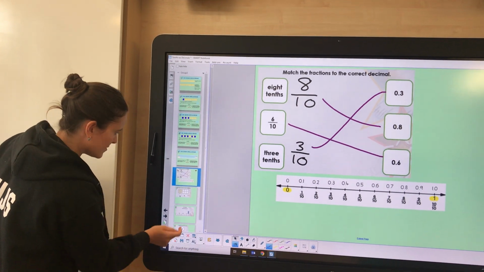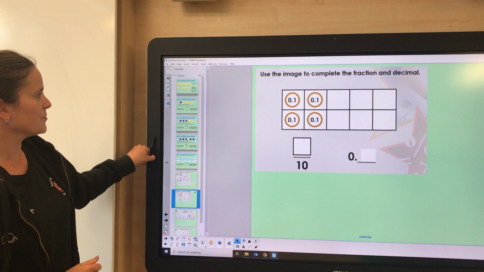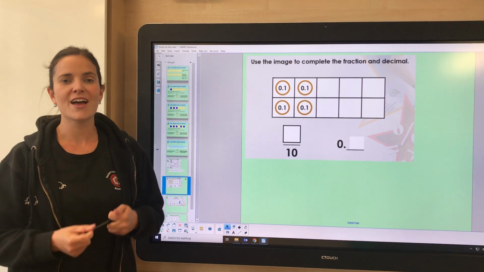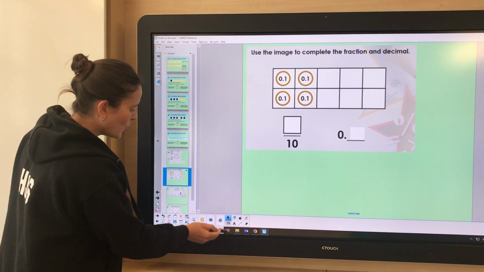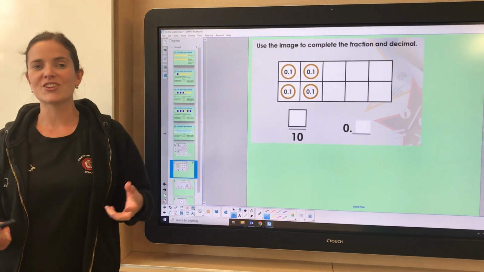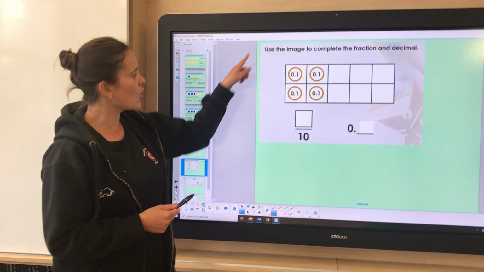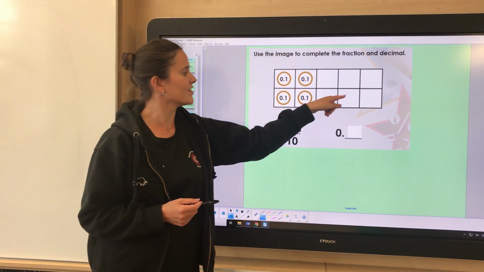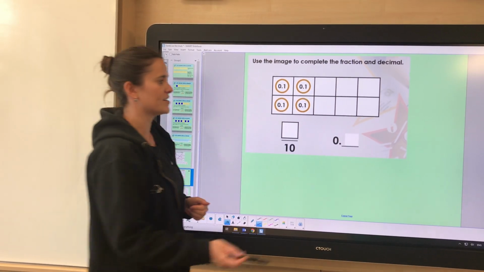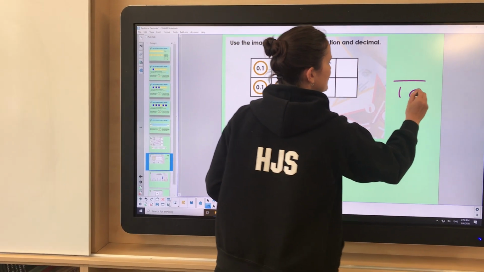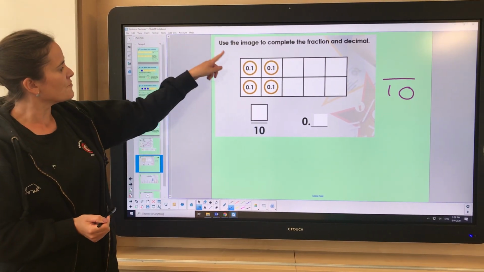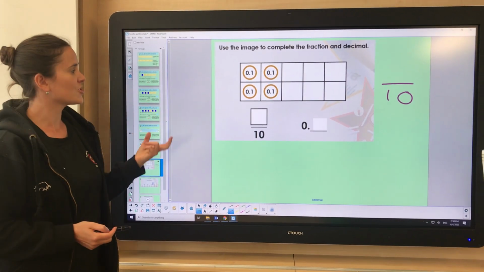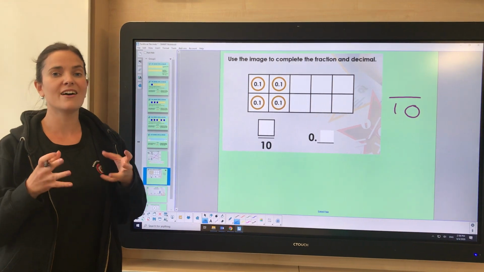Now then, I've got another question here to show you. This one says, use the image to complete the fraction and the decimal. Before we can do that, we need to understand what the image is showing us. We have a grid here with 1, 2, 3, 4, 5, 6, 7, 8, 9, 10 sections in the grid. So the 10 is going to be my denominator.